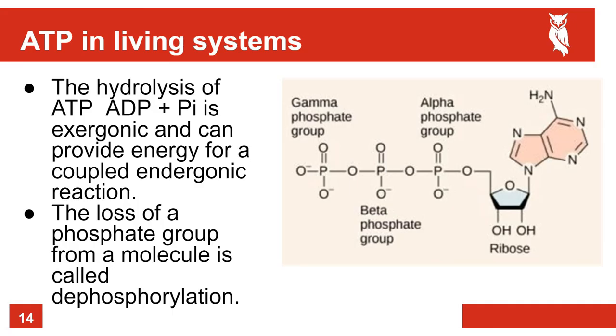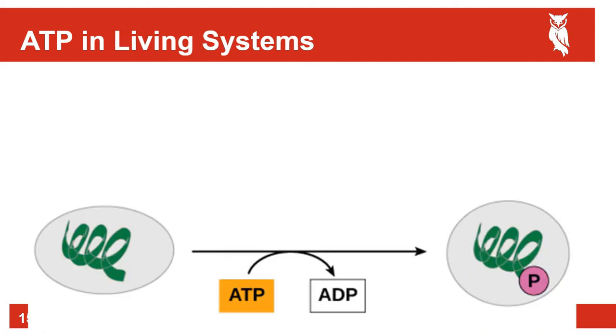Do we need to know that big word? Dephosphorylation? I'm not going to make you know it, but you should be able to read it and know what it means. So de- means without. Dephosphorylation means you get rid of a phosphate. Like decompose. Yes, like you break it down.